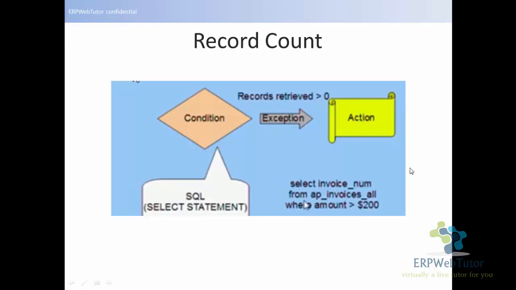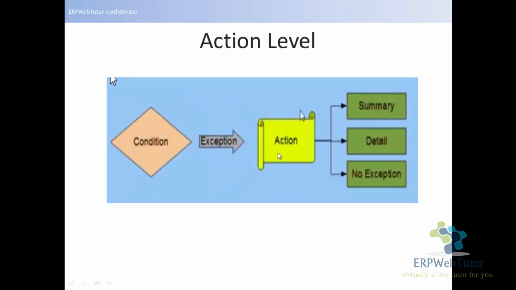Okay, so now we have talked about actions, we have talked about conditions. Now let's talk about action level. Okay, as you can see in this diagram, condition, and then if you have an exception, it goes into action, and an action can have 3 different levels. One is the summary level, then you have the detail level, and then you have the no exception level.